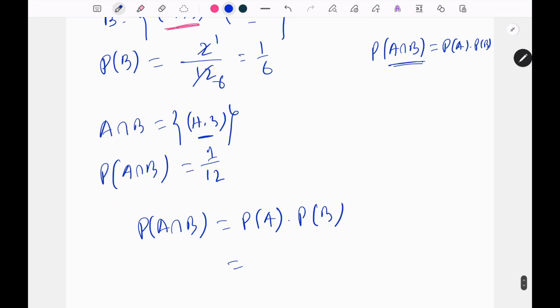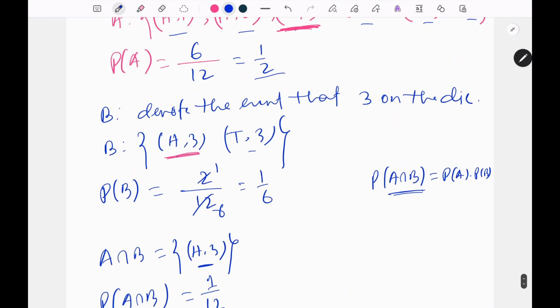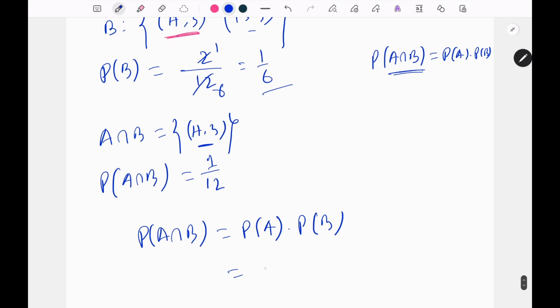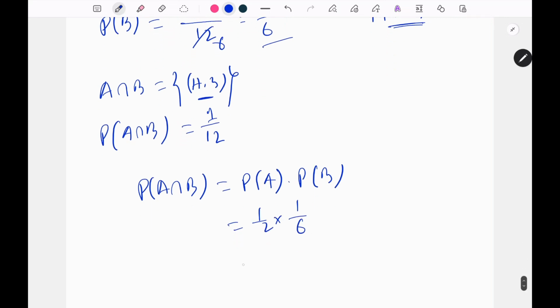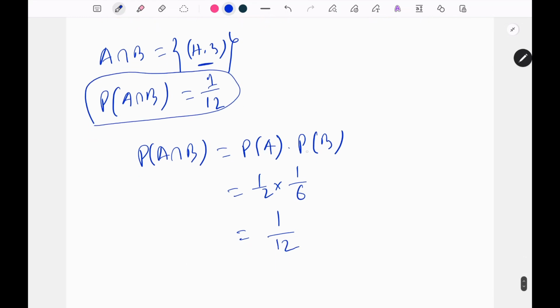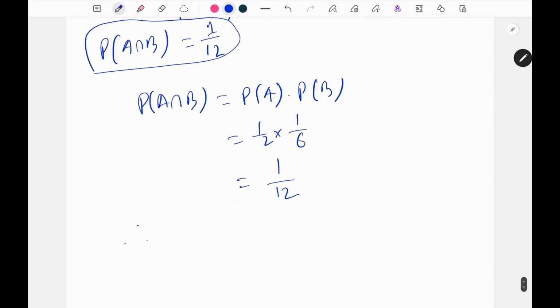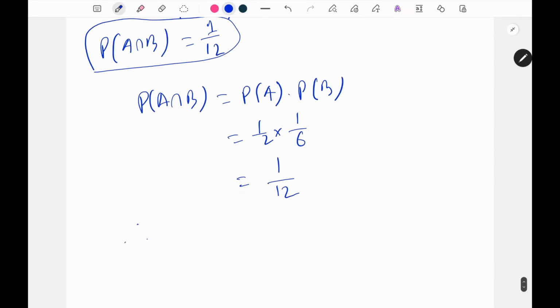And how much is probability of A? Probability of A is 1 by 2 and probability of B is 1 by 6. So that is 1 by 12. See, probability of A intersection B is 1 by 12, which is equal to probability of A into probability of B. So therefore A and B are independent.